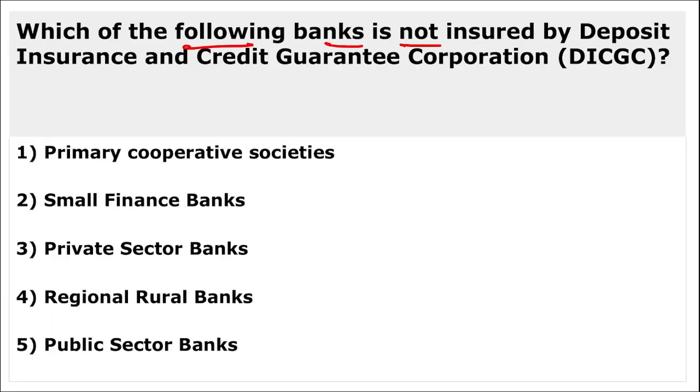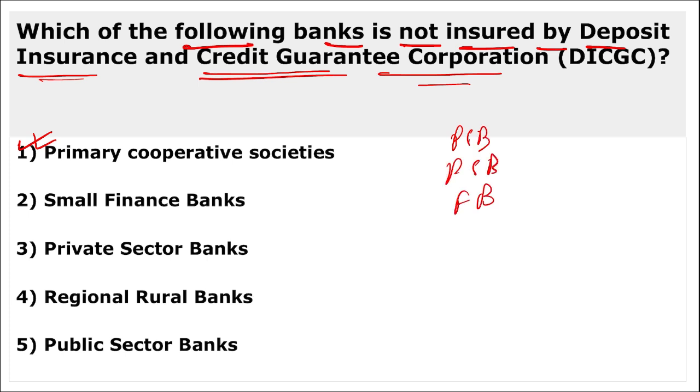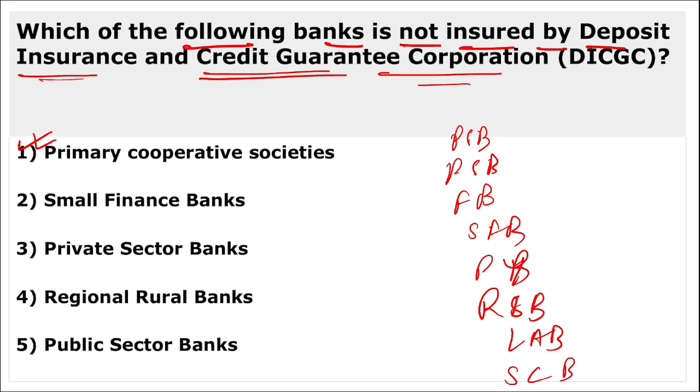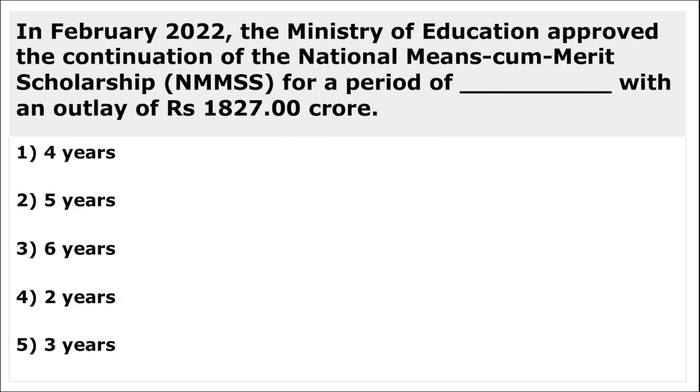Next, which of the following banks is not insured by Deposit Insurance and Credit Guarantee Corporation? It is your primary cooperative societies. Banks insured by DICGC, the Deposit Insurance and Credit Guarantee Corporation, are public sector banks, private sector banks, foreign banks, small finance banks, payment banks, regional rural banks, local area banks, state cooperative banks, district central cooperative banks, and urban cooperative banks. They are all insured under the DICGC. But primary cooperative societies are not insured under this DICGC.